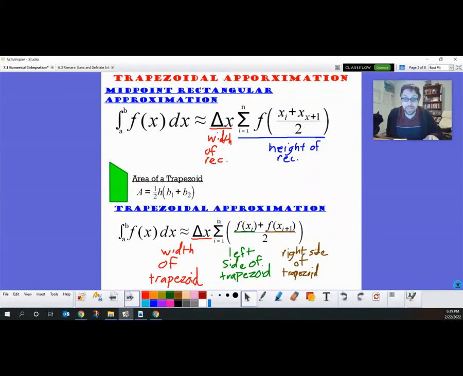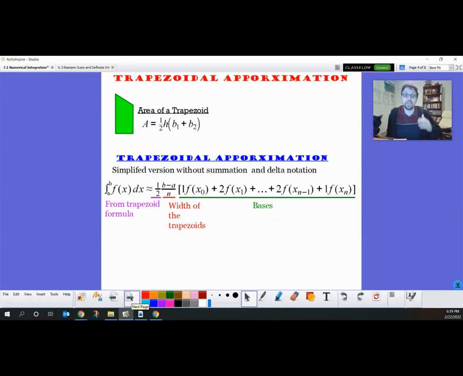Now, we don't usually use that summation notation, so the way I would think about writing this is just the way you would do an area of a trapezoid. We get 1/2, because that's part of the formula for the area of a trapezoid. So we get this 1/2 right here.